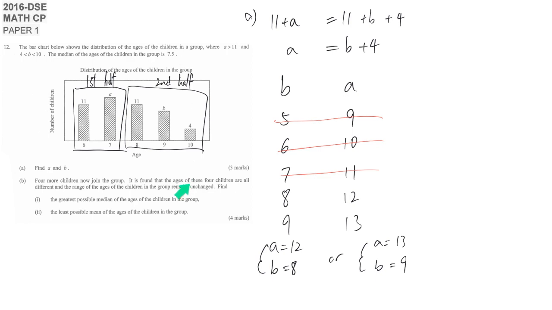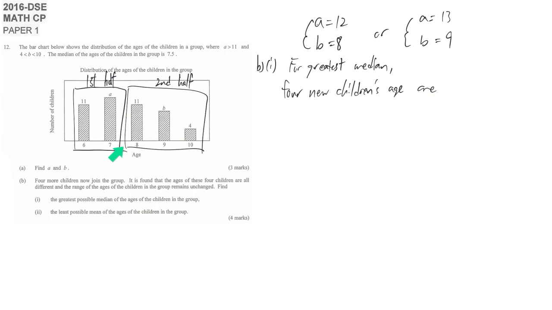And then in part B, they say that now 4 more children join the group. They all have different values, and the range of the age of the children is unchanged, which means that the new age can be 5, it can be 11. And then they ask you two separate questions. The greatest possible median. For the greatest possible median, we prefer a bigger value of age for the new members, which means that the newly added children's ages should be 7, 8, 9, and 10 because they should all be different.